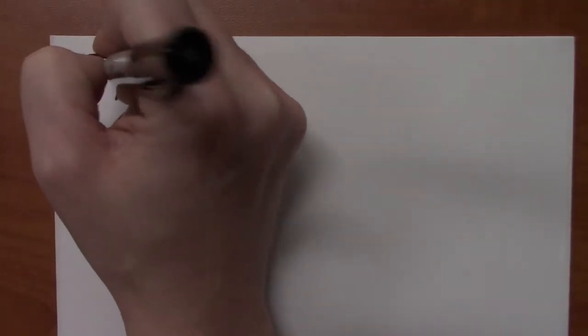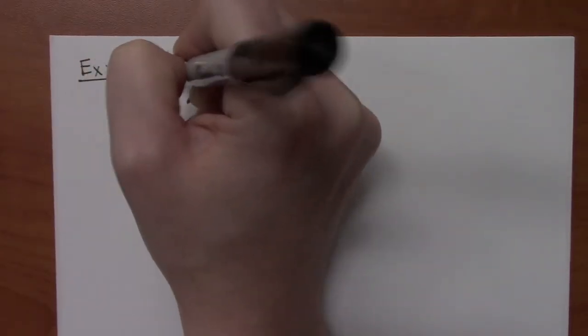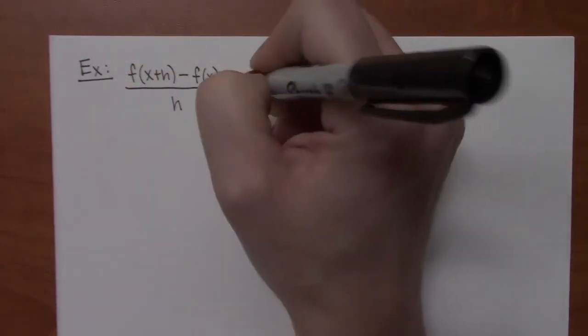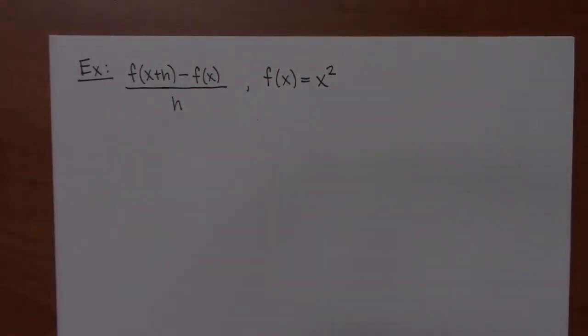So if we want to set up the difference quotient, let's do something easy at first, for the function x squared. One thing you can do to make the math easier, so you're not writing a giant fraction after fraction after fraction, is set this up in parts and then build the difference quotient.